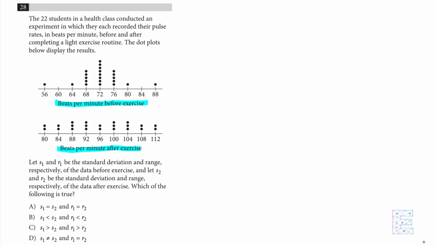Let S1 and R1 be the standard deviation and range respectively of the data before the exercise, and let S2 and R2 be the standard deviation and range respectively of the data after exercise. Which of the following is true?